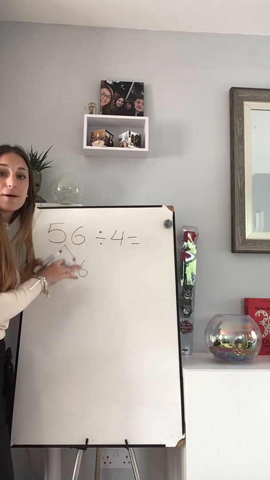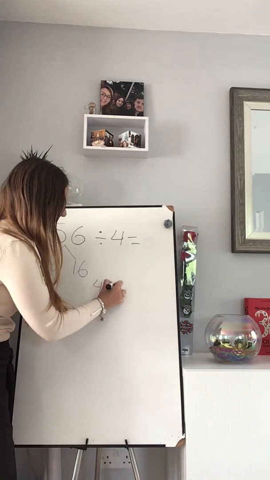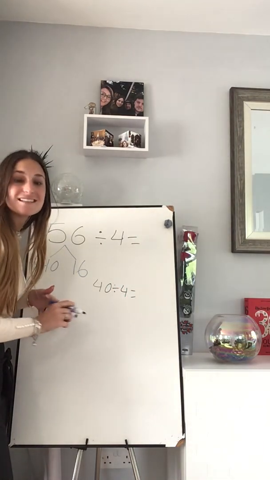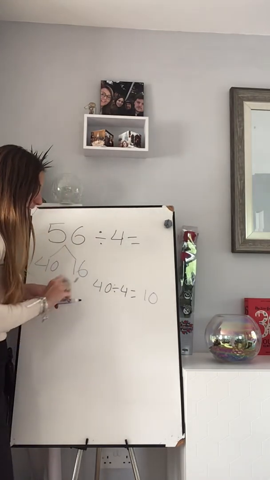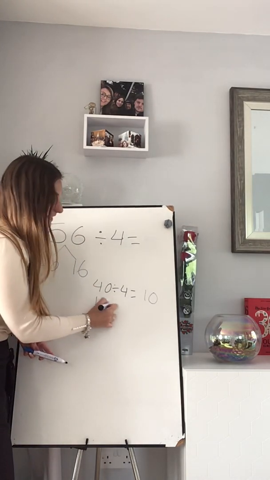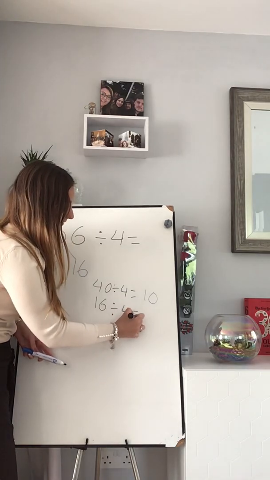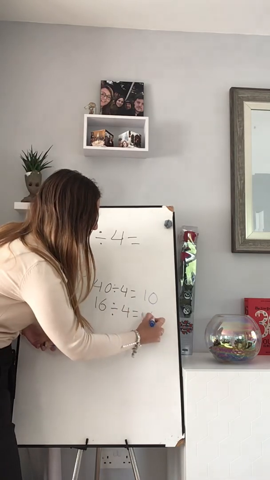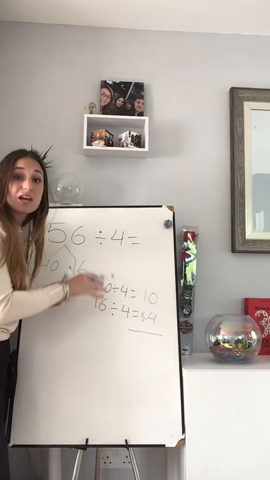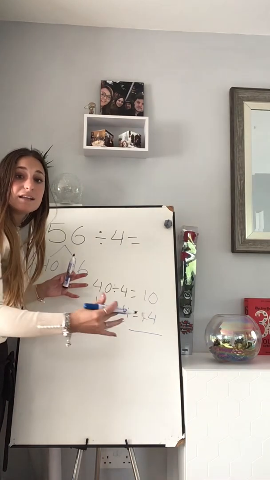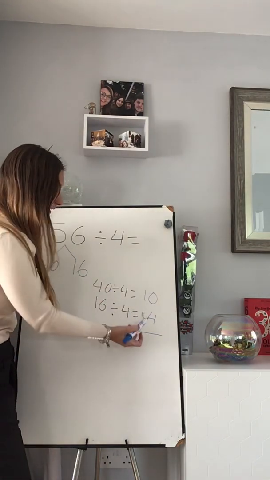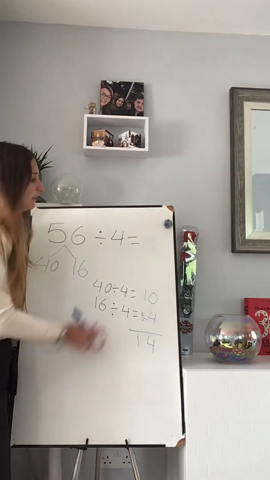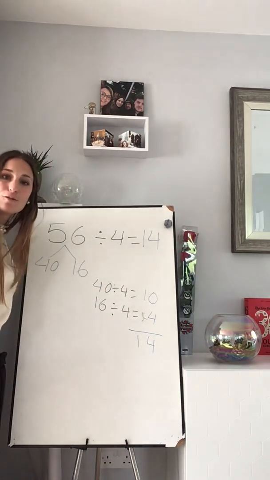My first step, I'm going to divide 40 divided by 4. 40 divided by 4 is, that's right, 10. My next number, 16 divided by 4. Well done. 16 divided by 4 is 4. Now, because I partitioned it, I split it into 2, I need to recombine it. I need to put it back together, alright? So 10 and 4 is 14. Well done. So the answer is 14.